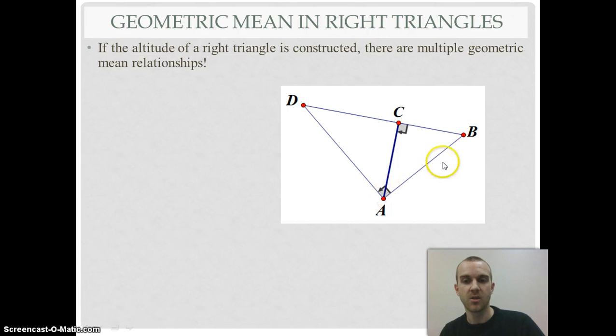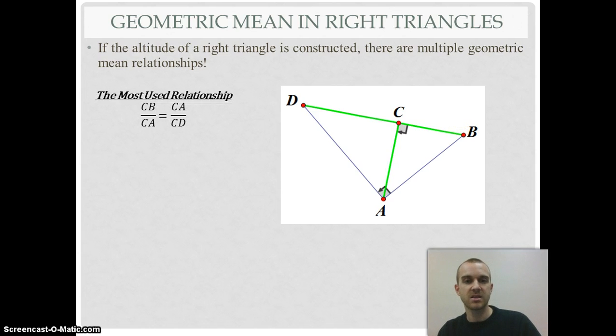Okay, so we've got the right triangle, and then we have this little right angle here with this segment. So we're making it perpendicular to that opposite side. There are many different relationships, but the one that we care about the most states that my segment over my altitude will equal my altitude over my other segment of how that hypotenuse has been split.